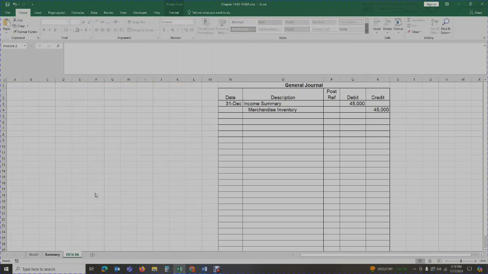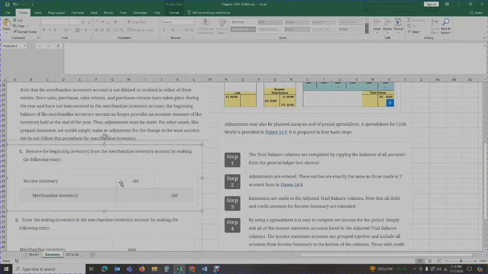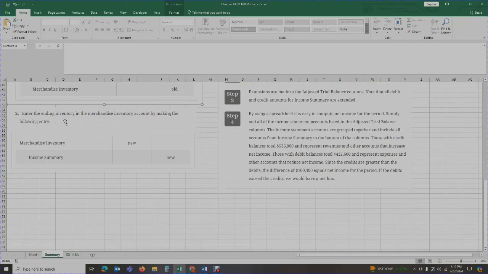Now, step number 2, let's go back to the ebook. Step number 2 says we're going to enter the ending inventory in the merchandise inventory account by making the following entry. Now we actually went out there, we conducted a physical inventory of the goods that we have, and now we actually know how much inventory we have at this point in time. So now that we know how much actual inventory we have, I am going to debit my merchandise inventory account for the correct, updated amount, and I'm going to credit income summary for that same amount.